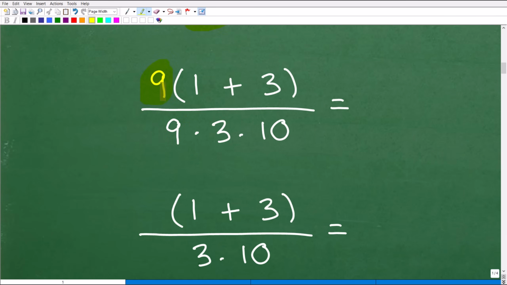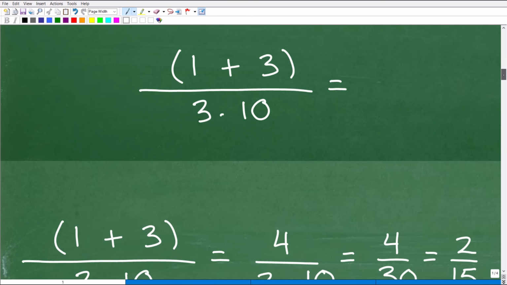Now, the reason I'm doing that is because right here, I have common factors. This is 9 being multiplied by this, and this is all multiplication. You can cross-cancel common factors. If there's a factor in the numerator and the denominator, we can just get rid of it. We got rid of that 9, and look, we're already whittling down this problem. I haven't done anything other than factor this out. So let's cross-cancel these 9s, which leaves me with 1 plus 3 over 3 times 10.